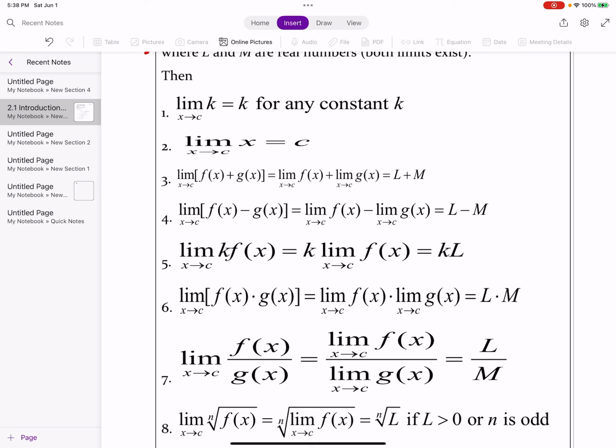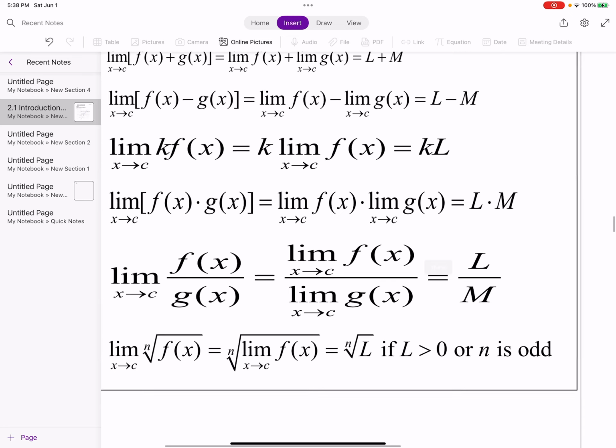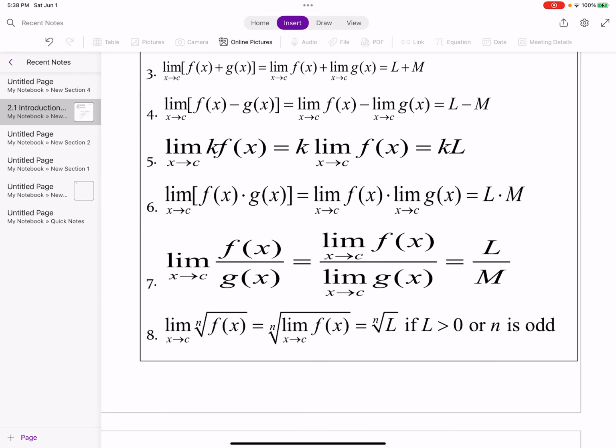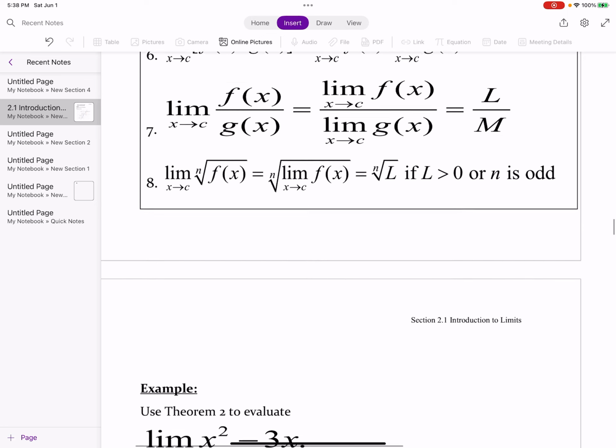If there is a constant multiplier, take out the constant. If it is multiplication, apply the limit to each function and multiply. And if it is division, the same thing, apply on top and bottom. And if it is a square root or any nth root, you have to apply the limit on the function which is represented inside the radical or any other root.